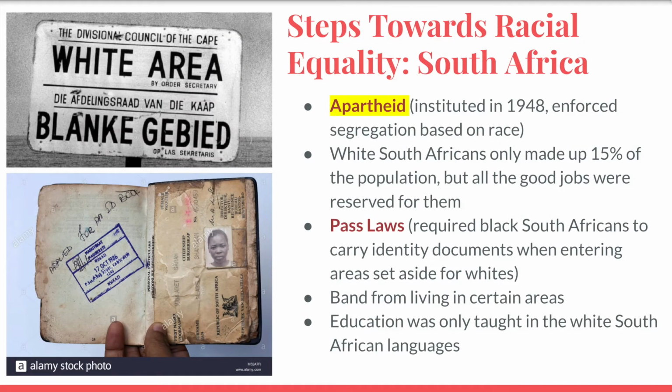Some more major steps toward racial equality was the movement to end apartheid in South Africa. So in 1948, enforced segregation based on race in South Africa, some of, if not the strictest separation and segregation laws in the world. They passed laws requiring South Africans to carry identity documents when entering areas set aside for whites. They were completely banned from living in certain areas, and education was only taught in white South African languages.